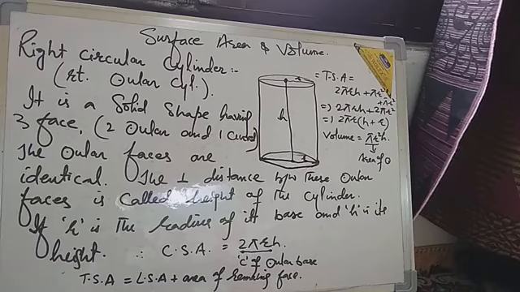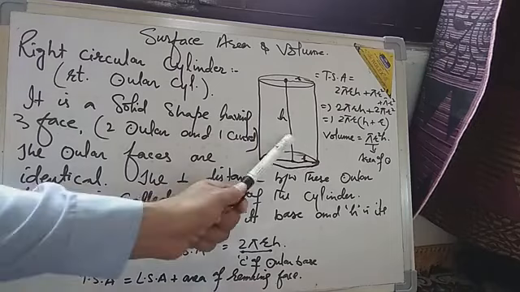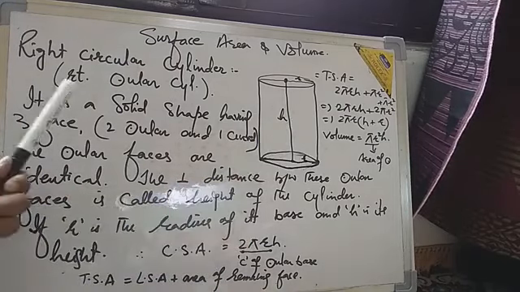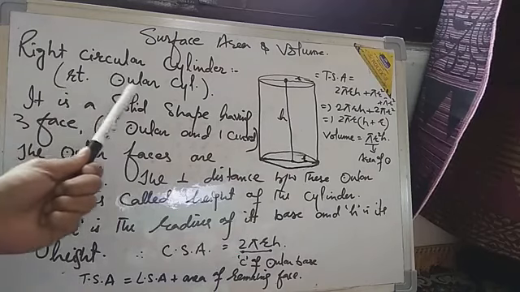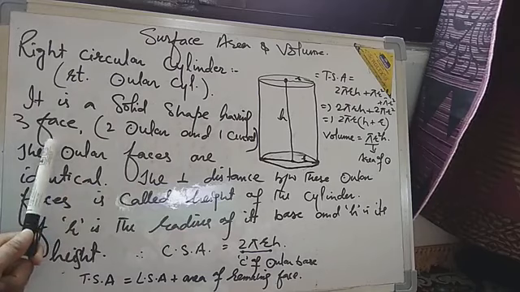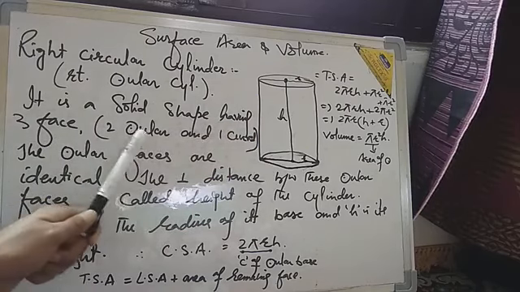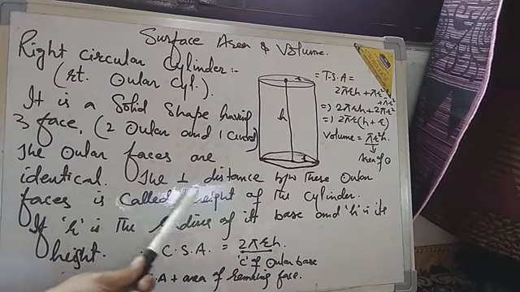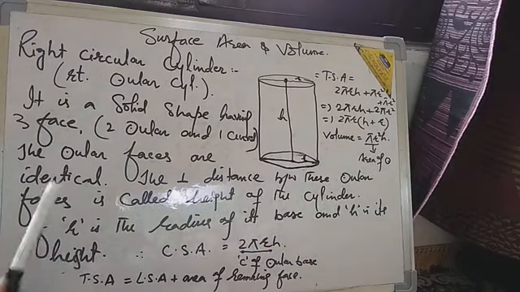Again, I will tell you. The full name of the shape is right circular cylinder. Simply we call it cylinder, and it can be written as RT for right, CIRCULAR for circular, and CYL for cylinder. Its definition is, it is a solid shape having 3 faces. Out of its 3 faces, 2 are circular and 1 is curved. The circular faces are identical. Identical means they are of the same diameter or same radius. The perpendicular distance between these circular faces is called the height of the cylinder.